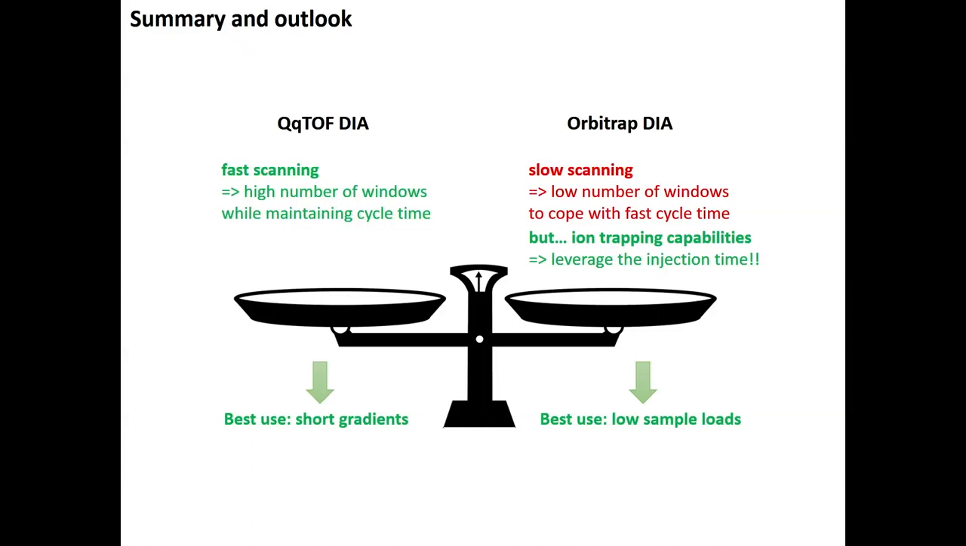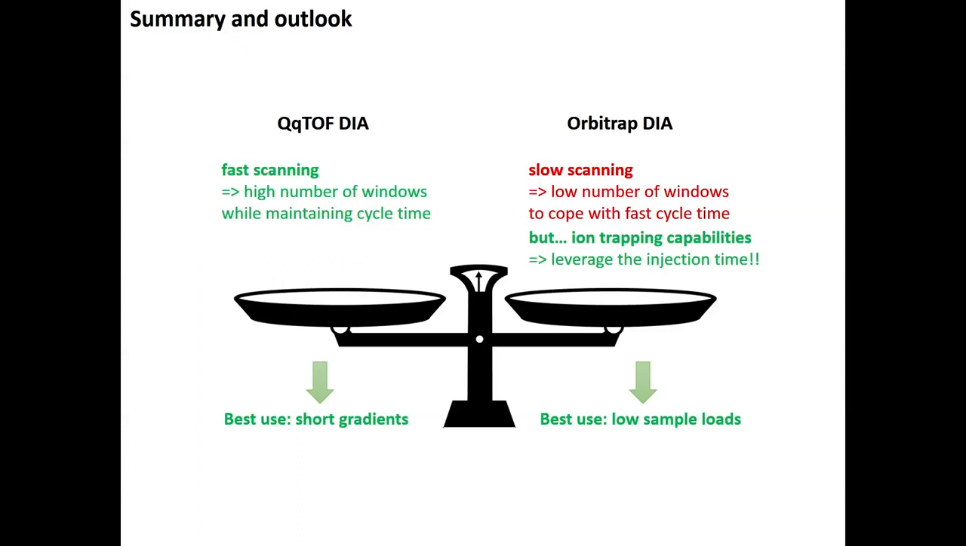So we use the Q-TOFs for very short gradients. We typically do 13 or 20 minute gradients, so super fast gradients, and a high number of windows in order to get back the specificity for the acquisitions. This is for large sample cohorts and high-throughput data analysis, where you need to shoot a lot of samples.